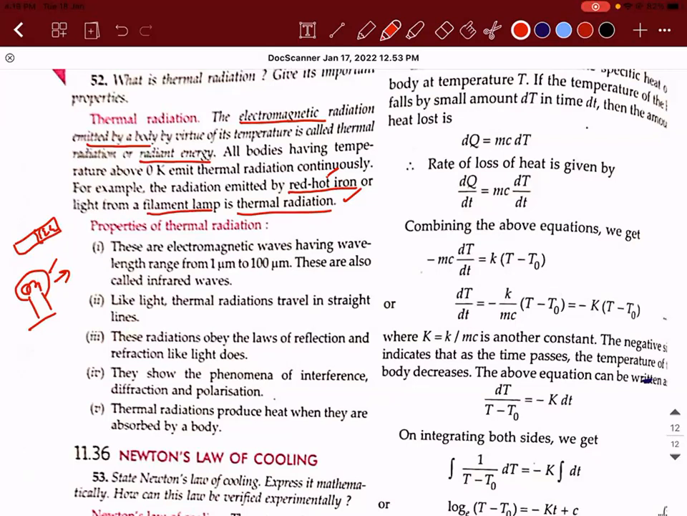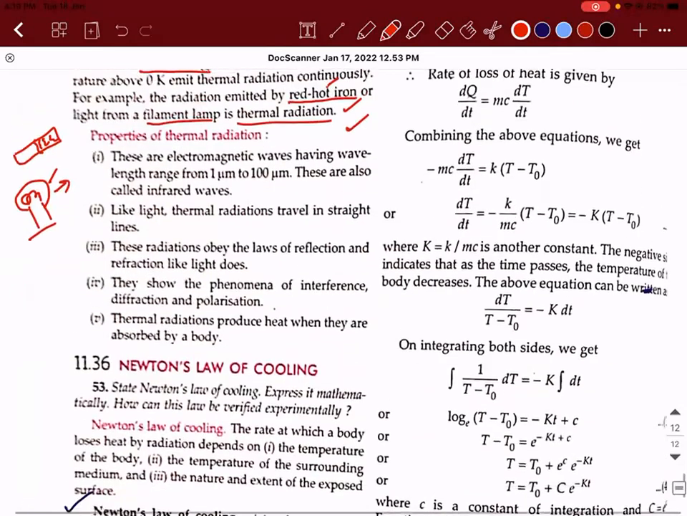But what we are trying to tell in short is that the heat that is getting emitted from that material is what is called thermal radiation. So what are the properties of thermal radiation?